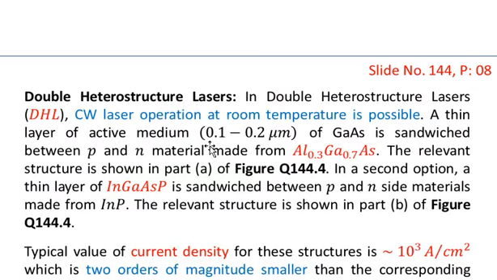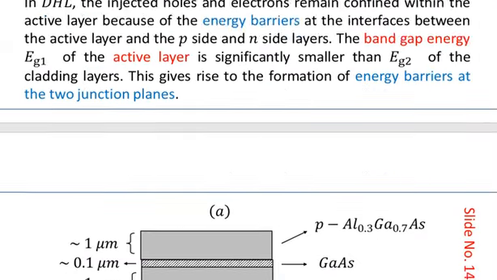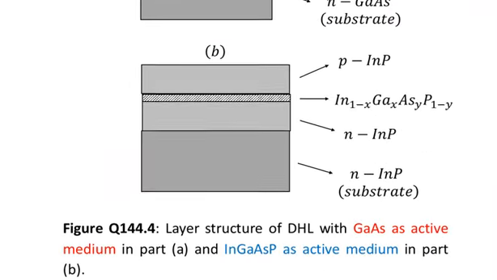A thin layer of the active medium, 0.1 to 0.2 micron of gallium arsenide, is sandwiched between P and N material made from aluminium 0.3, gallium 0.7, arsenide. The relevant structure is shown in part number A, which I have just shown you. In a second option, a thin layer of indium gallium arsenide phosphide is sandwiched between P and N side materials made from indium phosphide. The relevant structure is shown in part number B. This is also what I have shown you. I have shown you part A and also part B.